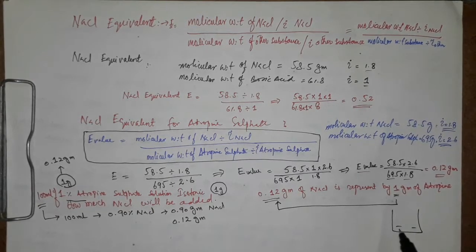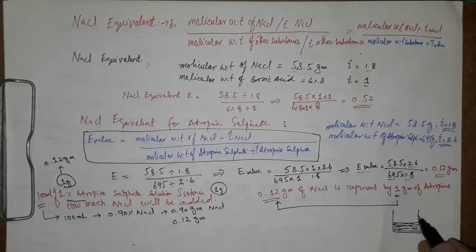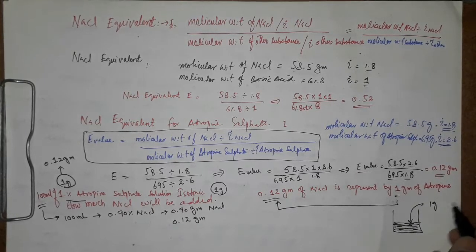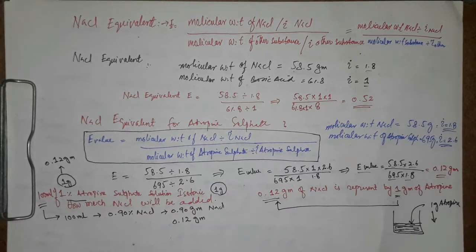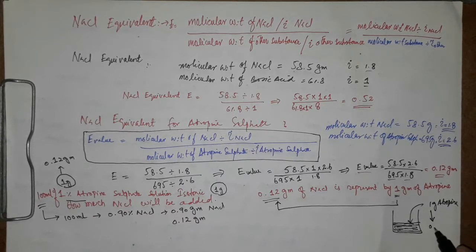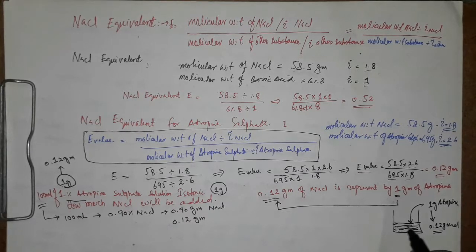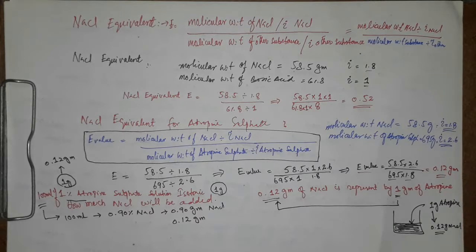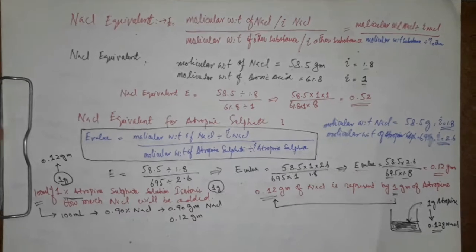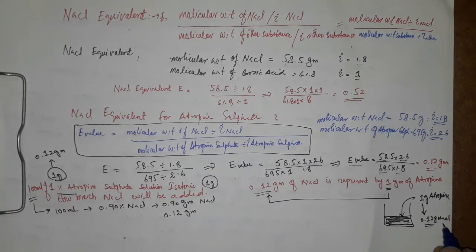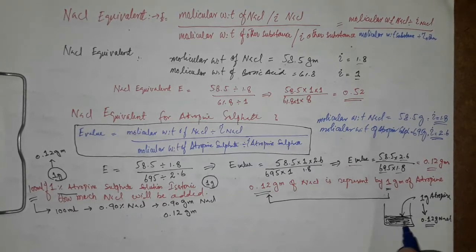Let us take this as a 100 ml solution of atropine sulfate. It contains already 1 gram of atropine, and this 1 gram has the same tonic effect as that of 0.12 gram of sodium chloride. So you may consider that 0.12 gram of sodium chloride is present in this solution, or this solution has the same tonic effect as if 0.12 gram of sodium chloride would have been present in it.